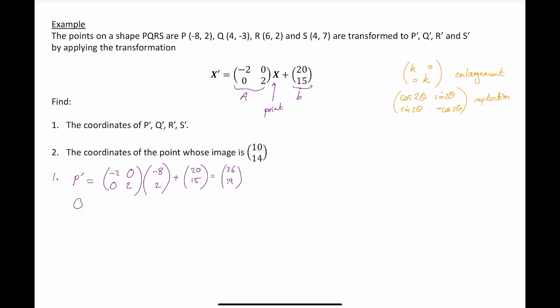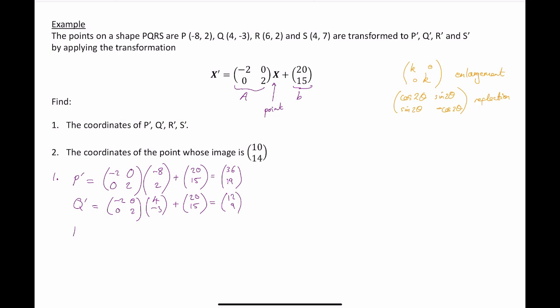I do the same thing for Q, so again I'm doing -2, 0, 0, 2 multiplied by 4, minus 3. When you're doing affine transformations on multiple points, it's often really useful on your calculator if you've saved that matrix A and saved that vector B, so you don't have to keep typing them in, so store them on your calculator. That gives you the point 12, 9.